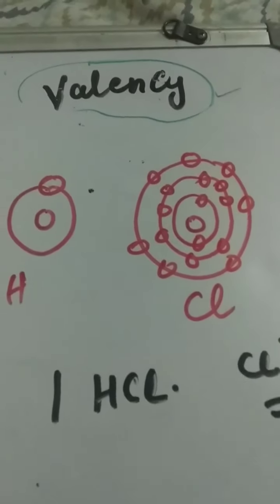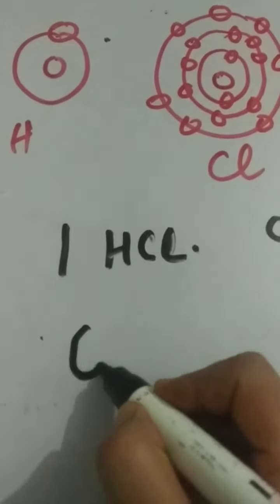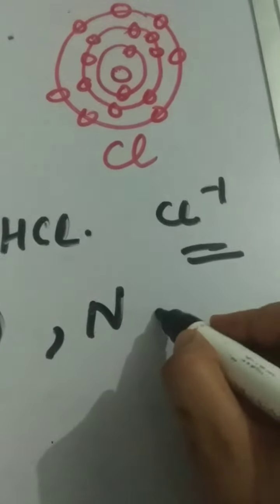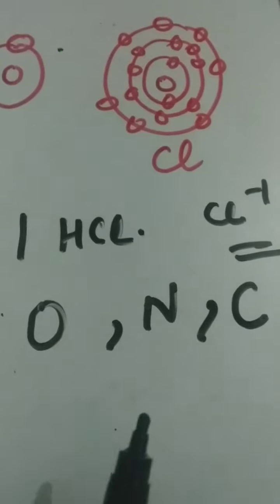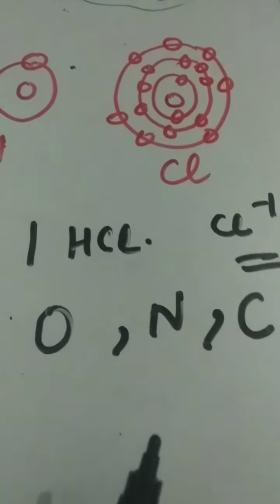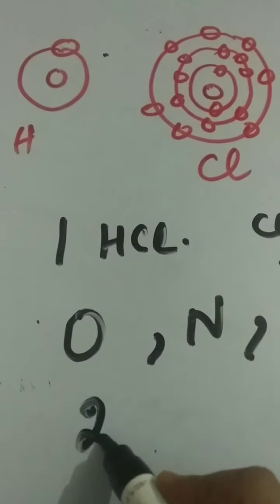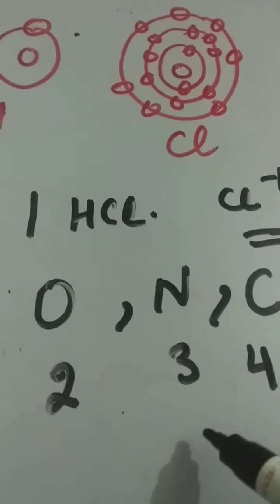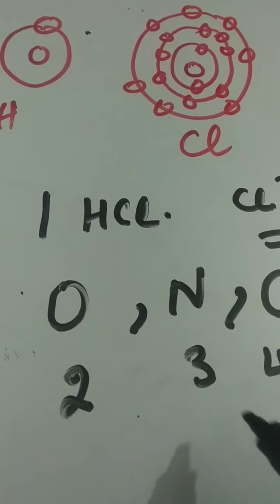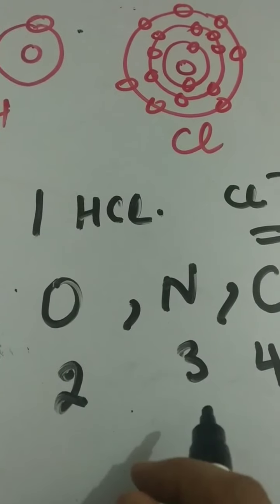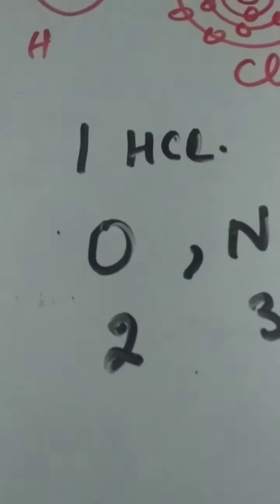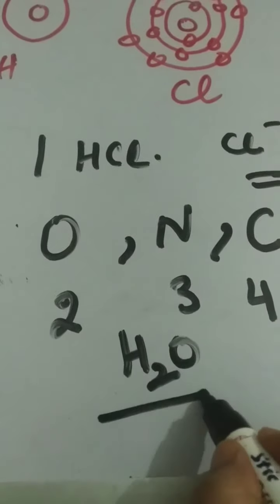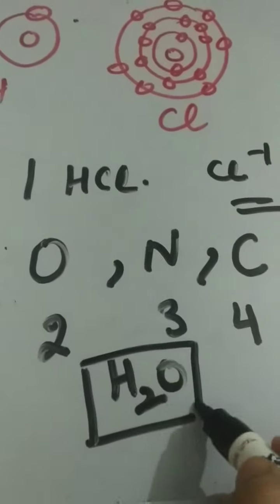But one atom each of oxygen, nitrogen and carbon combines with 2, 3 and 4 atoms of hydrogen respectively. To form a molecule of water, the formula of water is H2O. Everybody knows this formula.